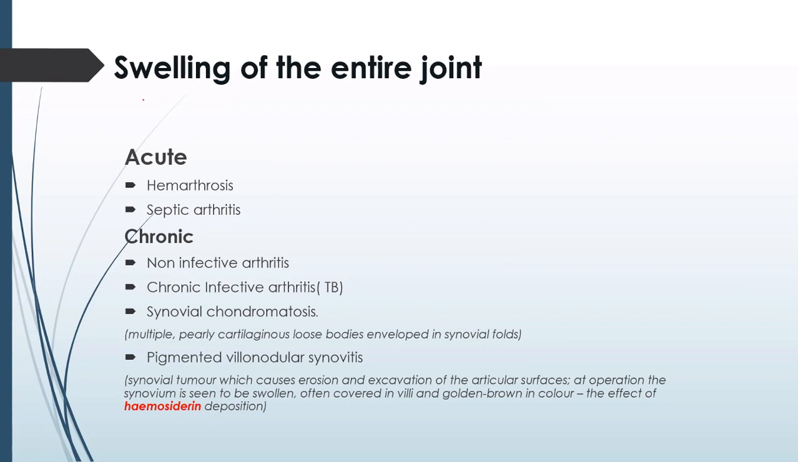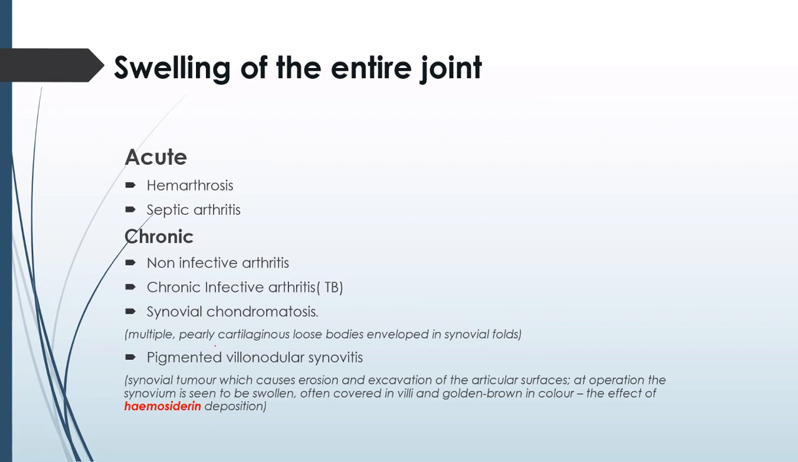And for chronic swelling of the entire joint, it could be a non-infective arthritis, like in patients with rheumatoid arthritis, patients with osteoarthrosis. It can exhibit some kind of effusion inside the joint. We can have chronic infective arthritis like patients with TB, or some kind of tumors or benign tumors. We have the synovial chondromatosis. It is multiple purely cartilaginous loose bodies enveloped in the synovial fluid, which will cause some kind of swelling around the knee or inside the knee, or an entity called pigmented villonodular synovitis.